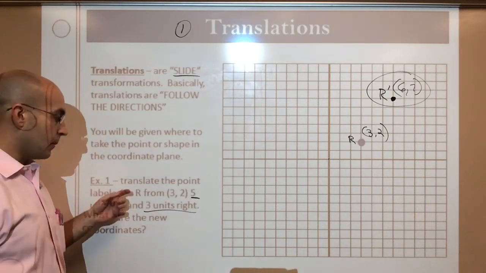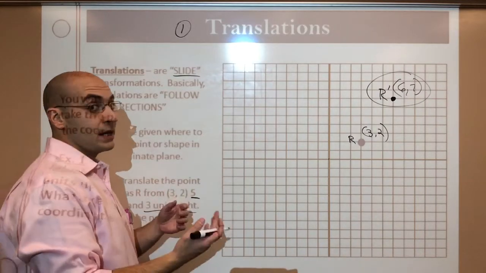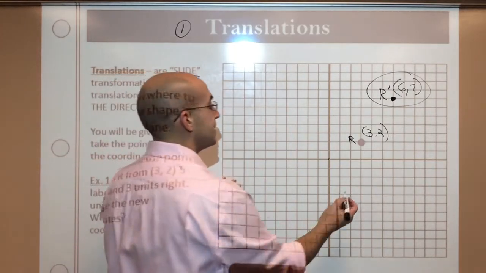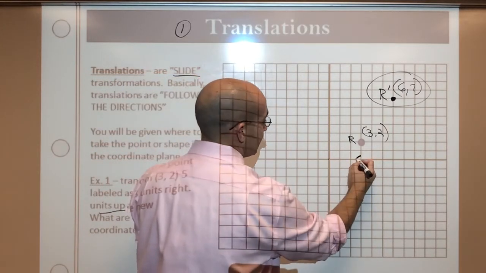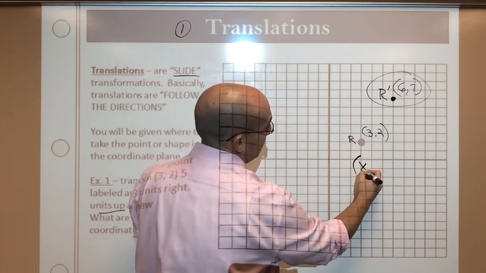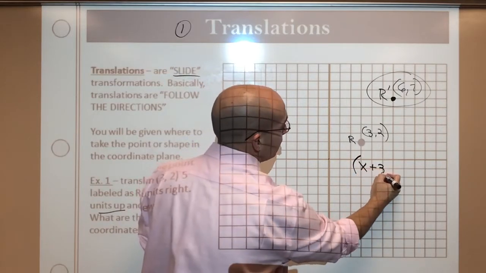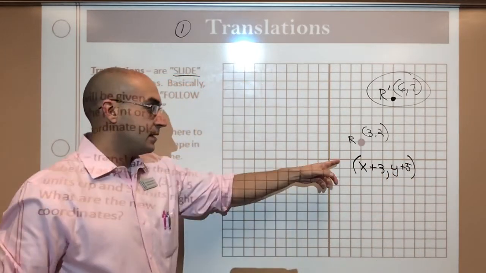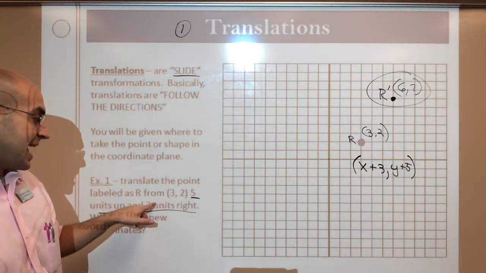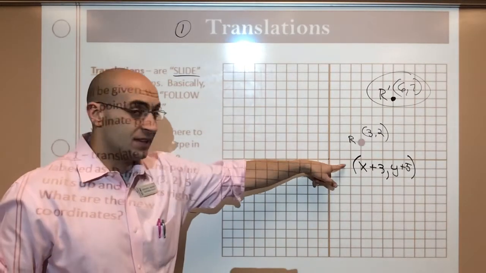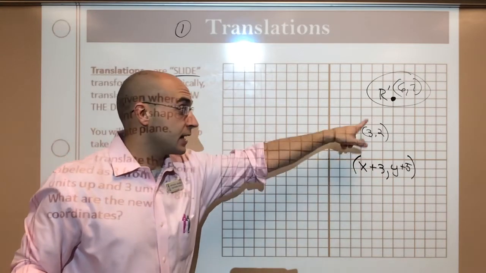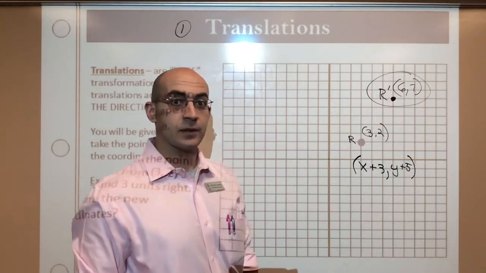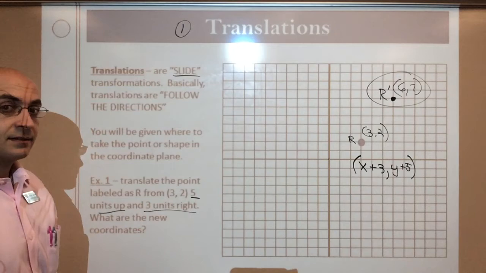Okay? Now, I'm going to do the same thing, but I'm going to show you a different way it might be represented. R is (3, 2). Okay? You might see this as well. You might see, to translate it, x plus 3, comma, y plus 5. Now, don't freak out. That's exactly what we just did. But instead of me actually writing out the directions for you, I gave you that. Okay? I'm going to add 3 to the x value, which we did. We made it 3 to 6. And then I'm going to add 5 to the y value, which is there too. Okay? So you may see it like that as well.